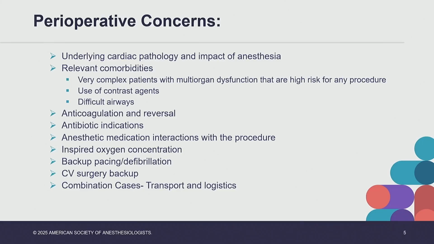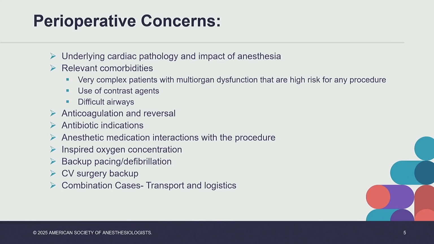You have to keep in mind what FiO2 you're providing the patient. In the cath lab, when we're doing hemodynamic studies, we need to be on room air because we want to recreate the most realistic conditions for that patient when they're at home. Sometimes we need to have backup pacing and defibrillation equipment immediately available, particularly in the EP lab.